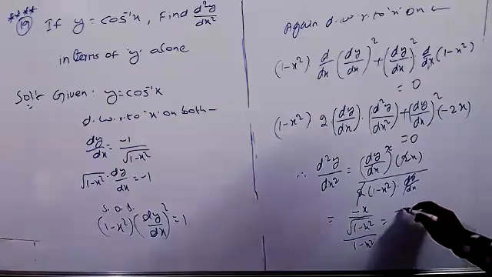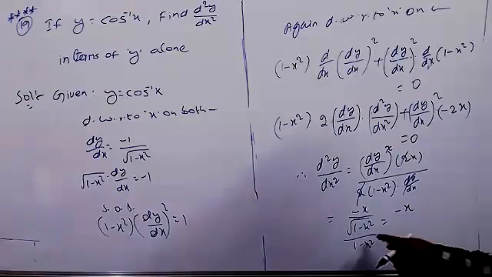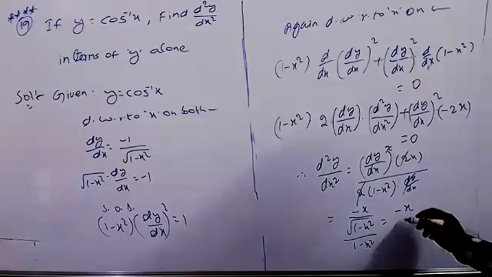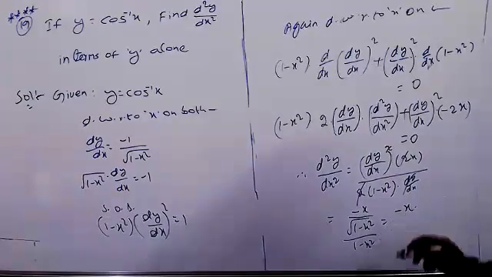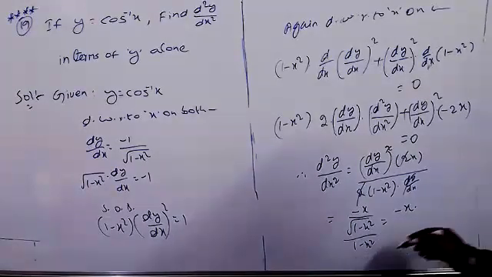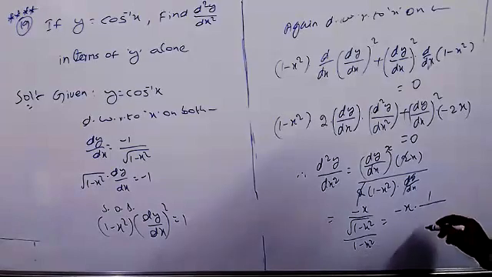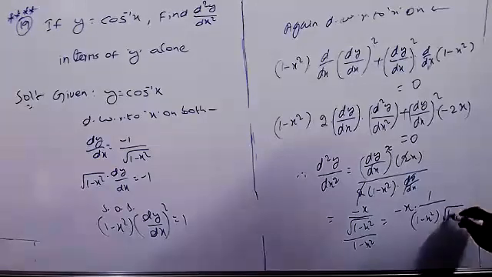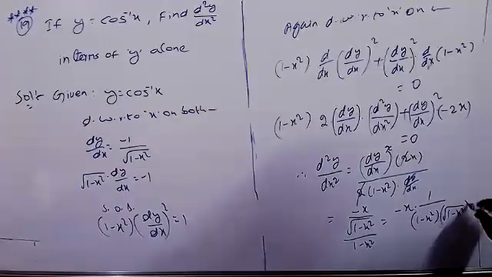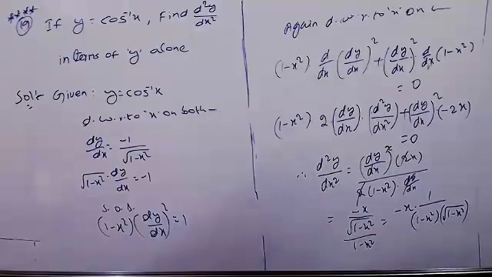This one you can take reciprocal: minus x into 1 by 1 minus x square into root of 1 minus x square. It's correct now? And now we can do substitution.